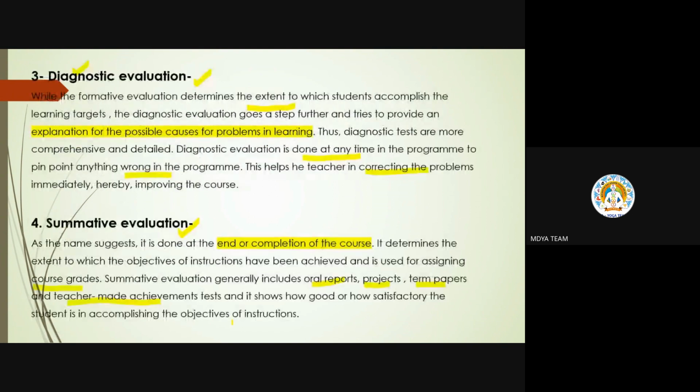Any problem in these four kinds of evaluation on the basis of phase of instruction? There are four types of evaluation: placement, formative, diagnostic, summative. On the basis of nature, there are two types: quantitative and qualitative. So, any problem from evaluation?